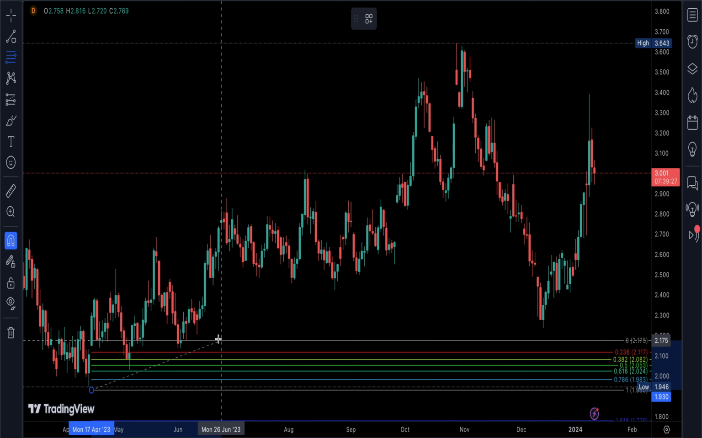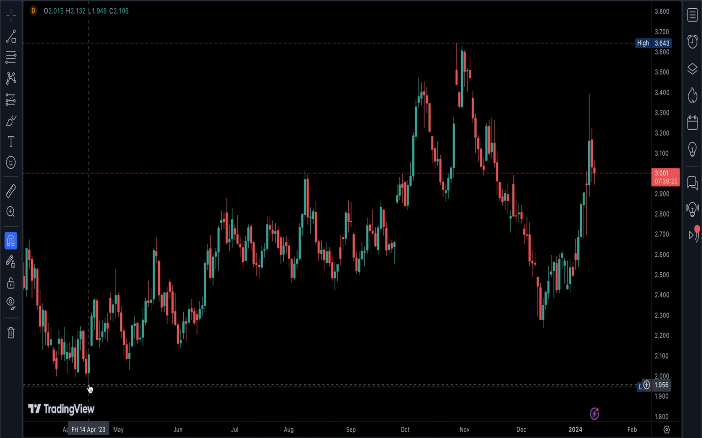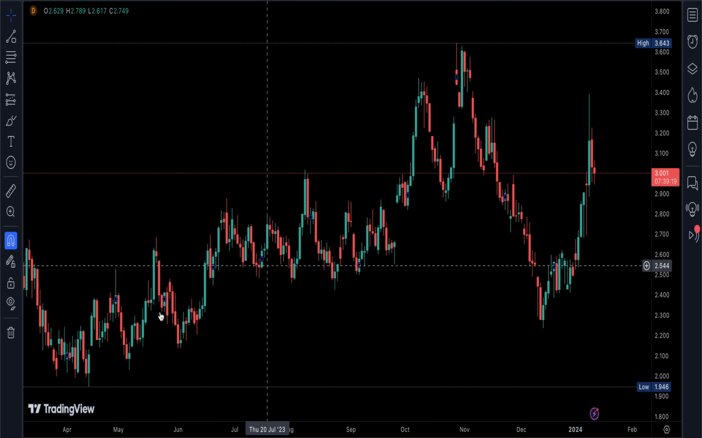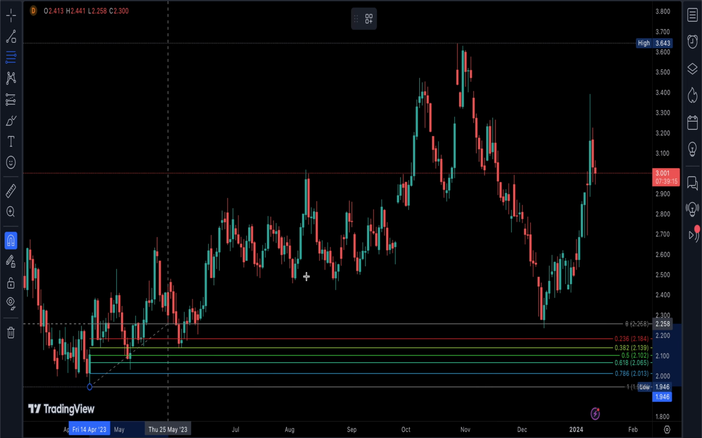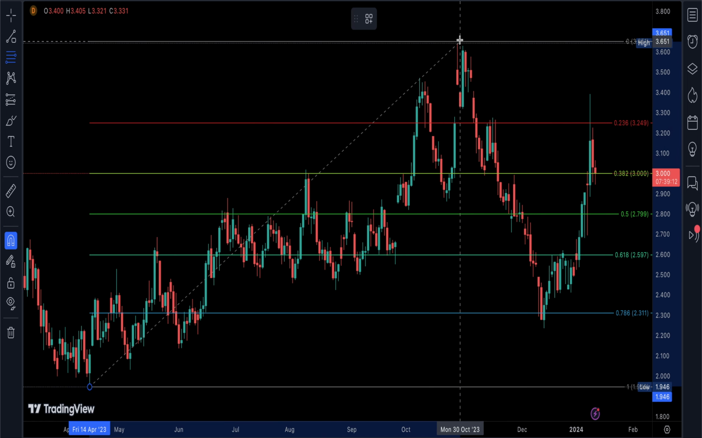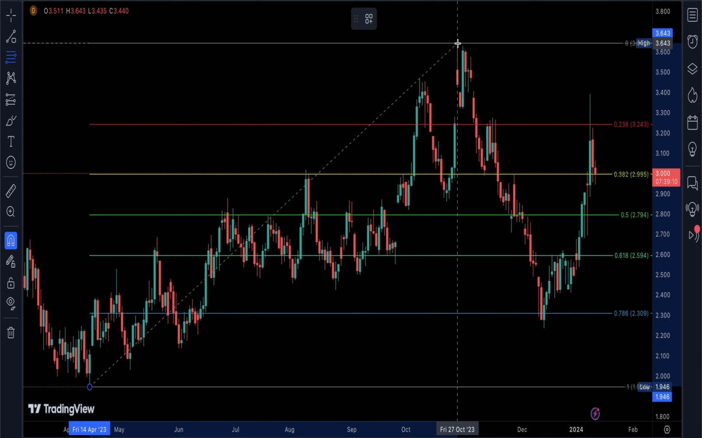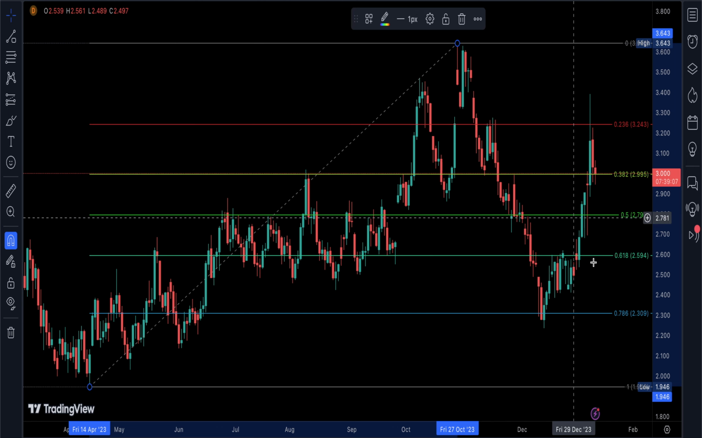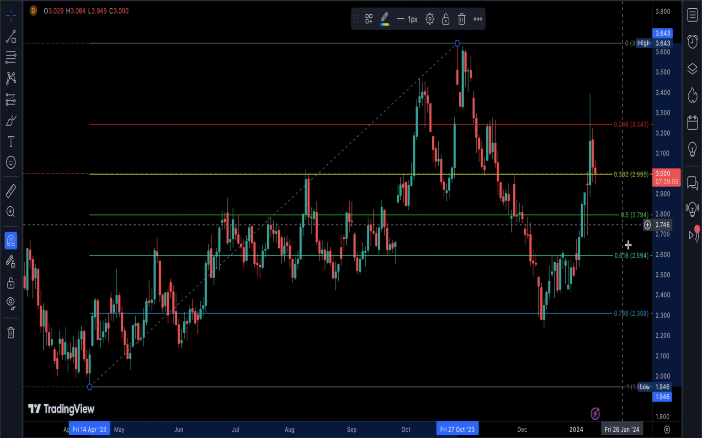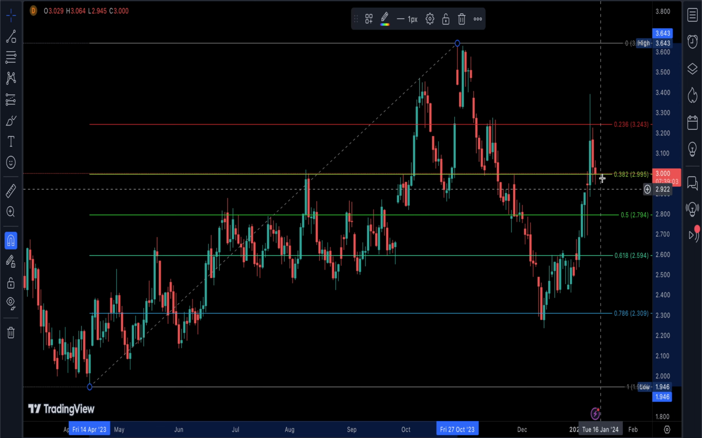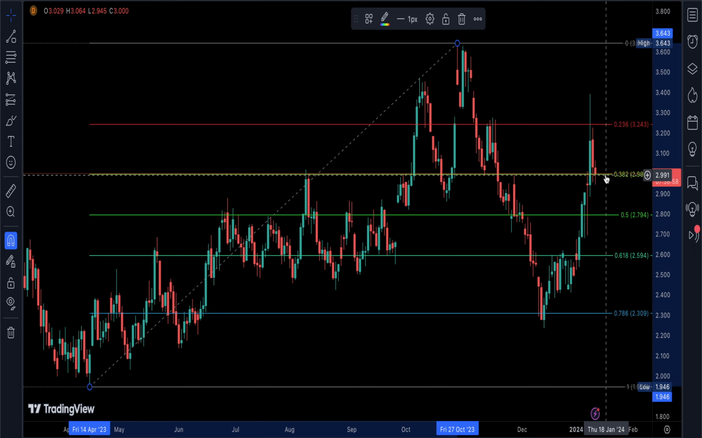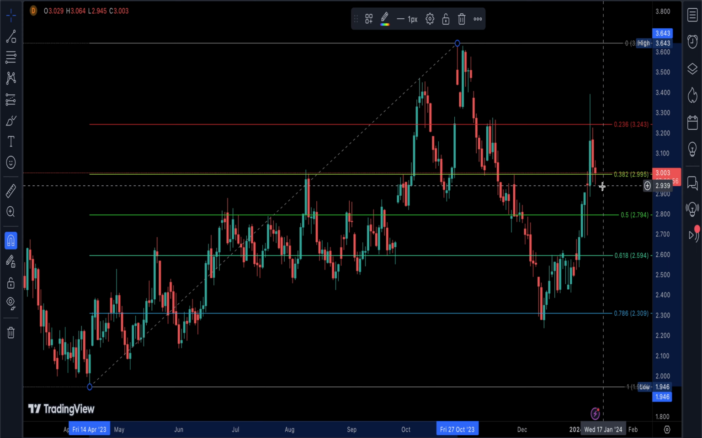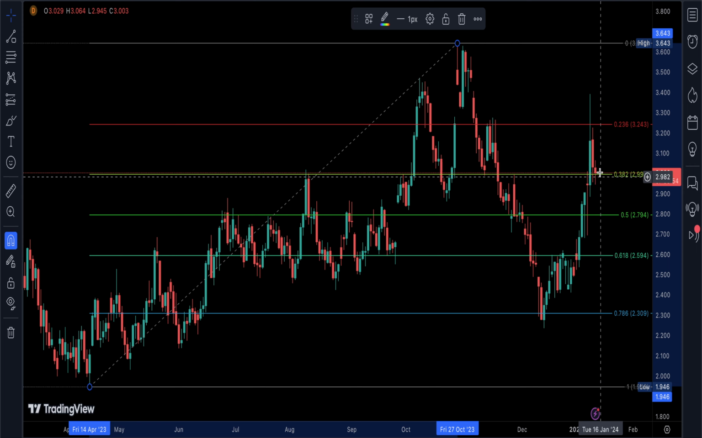So I pick this low to this high. And the 50% is at 279. Right now we're hovering around the 382, just above 299. And that 294 is important. I'm going to show you why. So we're hovering around there.